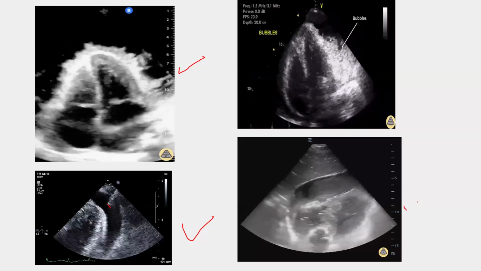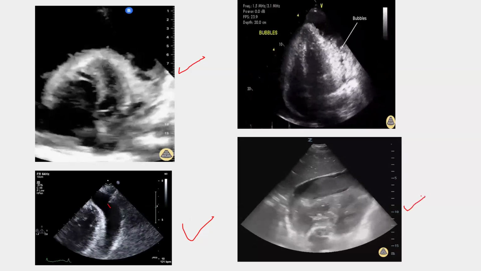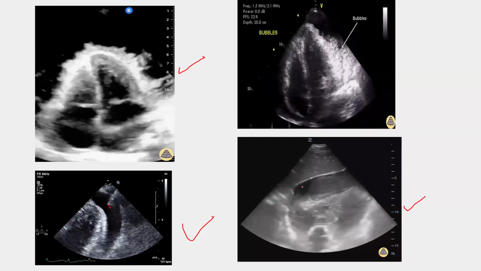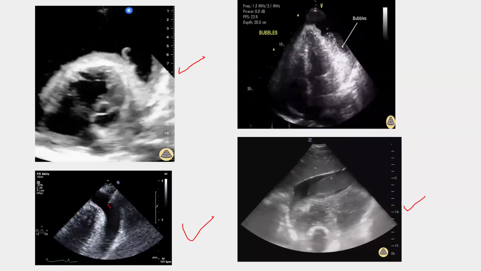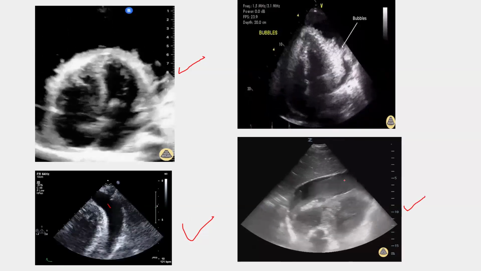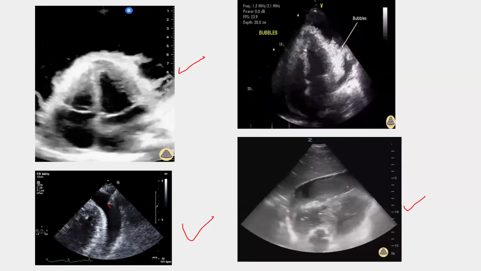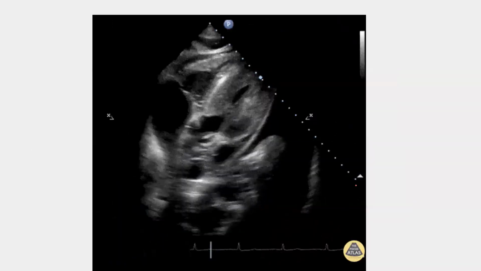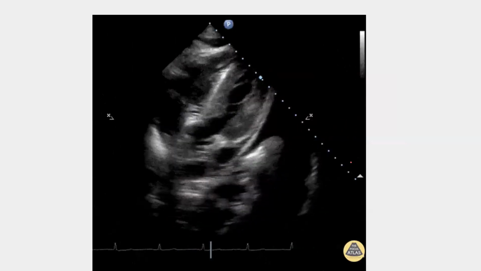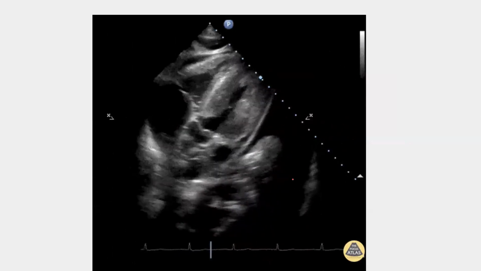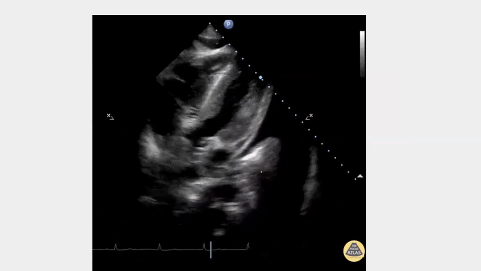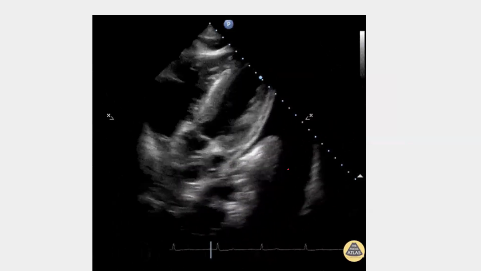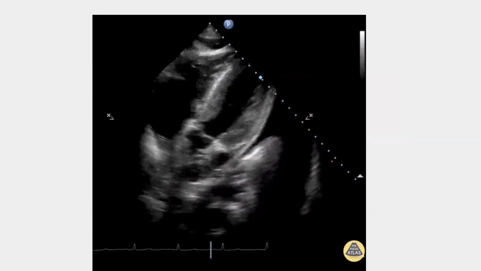What are we seeing here? This is again a subcostal window, and we are seeing both pericardial effusion and what is this? This is hematoma. Okay, pericardial effusion and hematoma. Good. Right. So what are we seeing here? This is a subcostal window. Okay, I need somebody to guess. What are we seeing here?